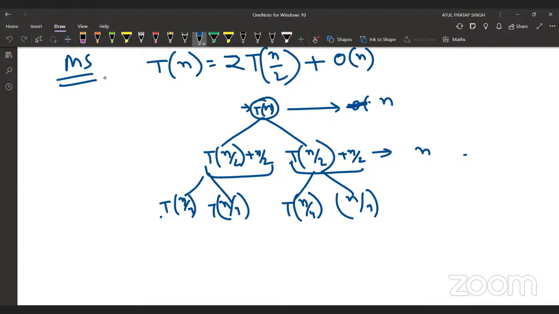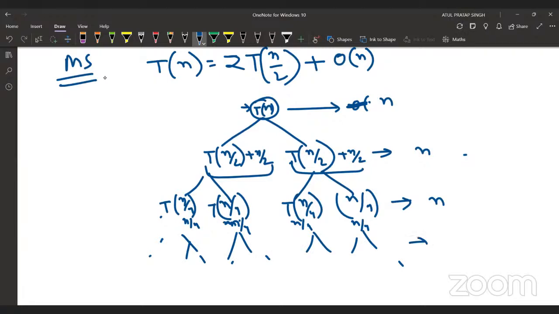Here the input size is n by 4, so our extra operation required is n by 4. So this will also take n by 4 extra operations. This is also n by 4 operation, n by 4 operation, and n by 4 operation. If we add all the operations at this level, it will also become n. This will continue below like this, and at each level the total number of operations required is n.